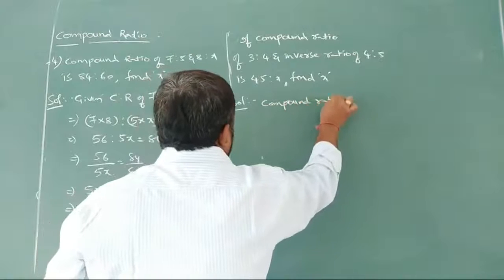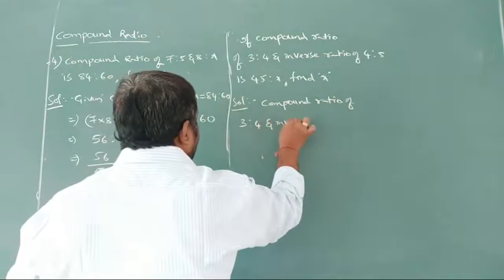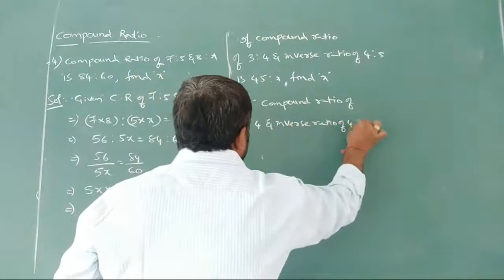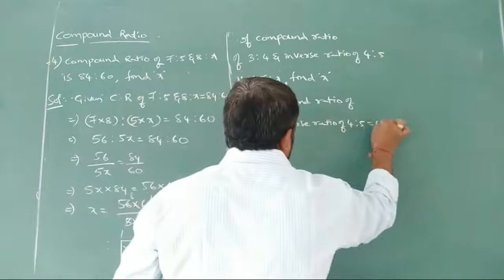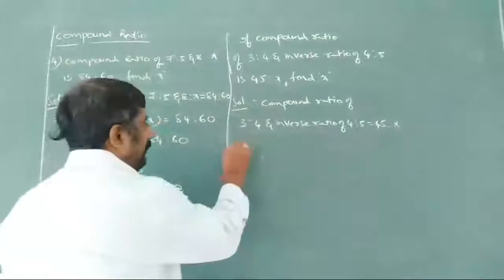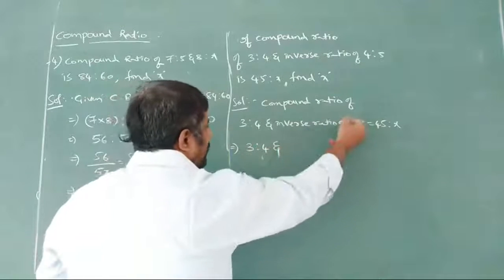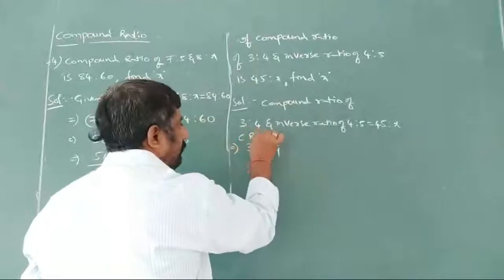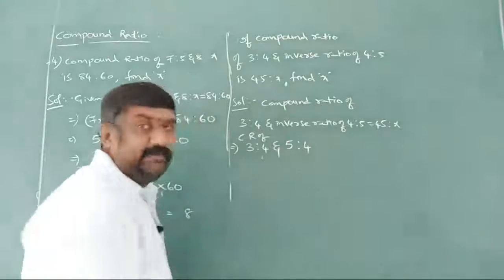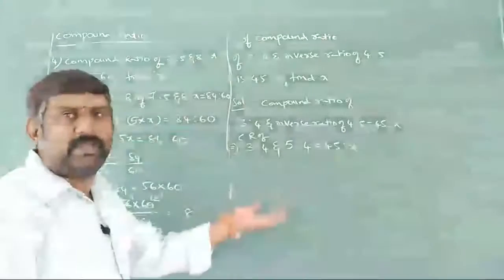So we'll write here: compound ratio of 3 is to 4 and inverse ratio of 4 is to 5 is given as how much? 45 is to x. Nothing but what we can write here? 3 is to 4 and inverse ratio of 4 is to 5. Inverse ratio of 4 is to 5 can be written as 5 is to 4 in reverse, is equal to 45 is to x.